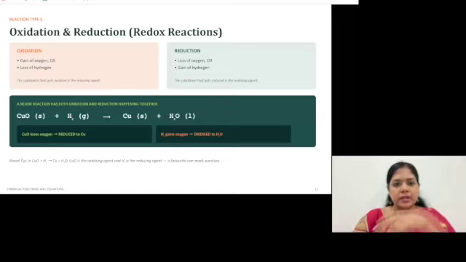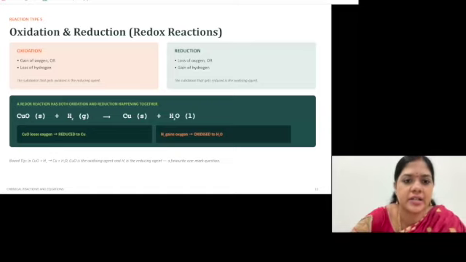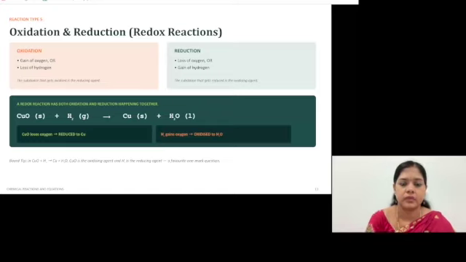Now here is an important thing. In redox reactions, both oxidation and reduction happen at the same time. This is called a redox reaction. So CuO, that is copper oxide, plus hydrogen gives rise to copper plus H2O. Copper oxide loses oxygen, so it is reduced to copper, and hydrogen gains oxygen, so it is oxidized to water. This is a very important reaction, an example of an oxidation and reduction reaction.